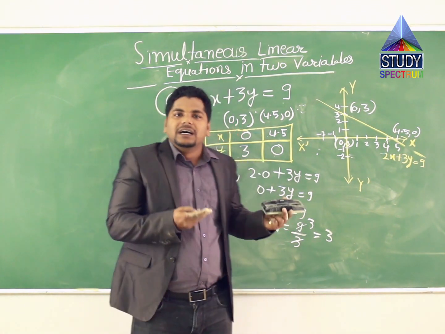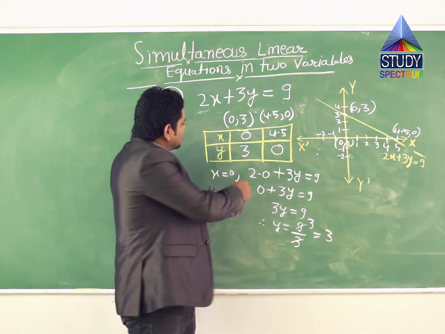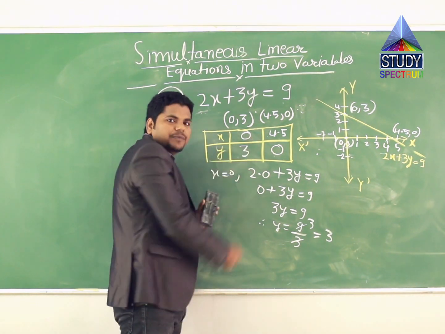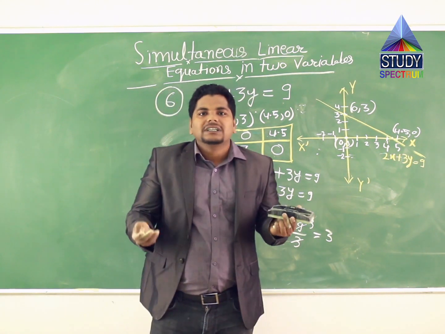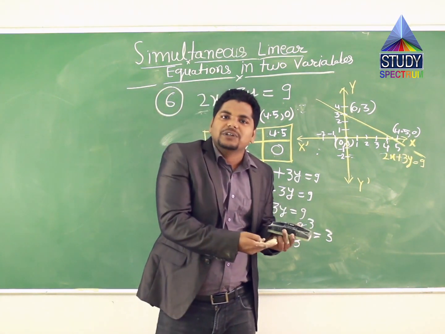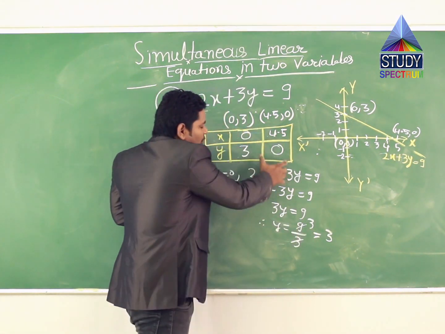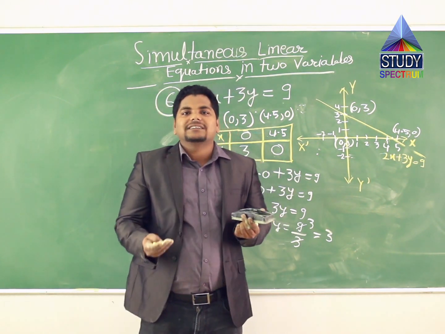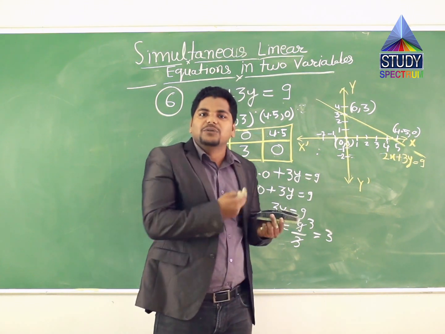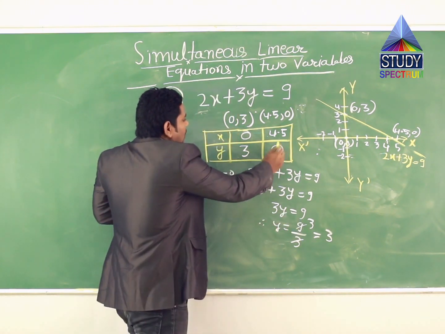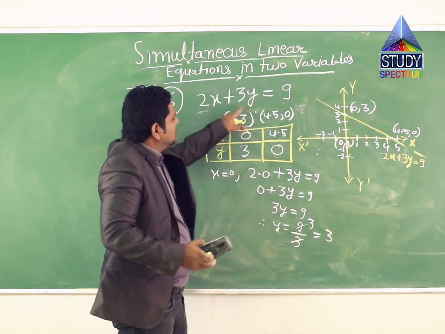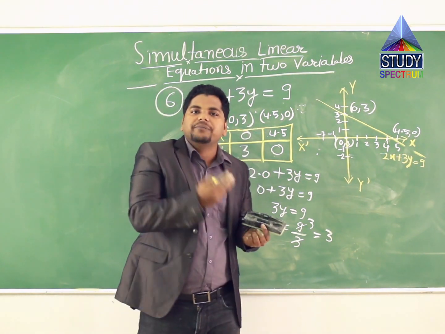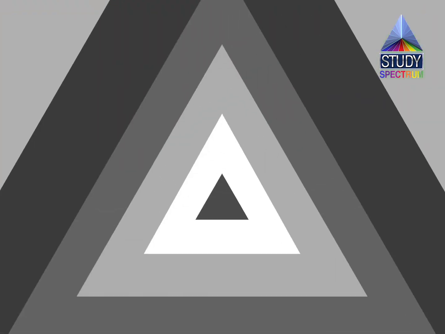What we have done is, for getting the first point we substitute 0 for x and we got y corresponding to that x equal to 0, and for getting the second point we put y equal to 0 and we got x corresponding to that y equal to 0. In this new approach we need not express one variable in terms of the other variable.